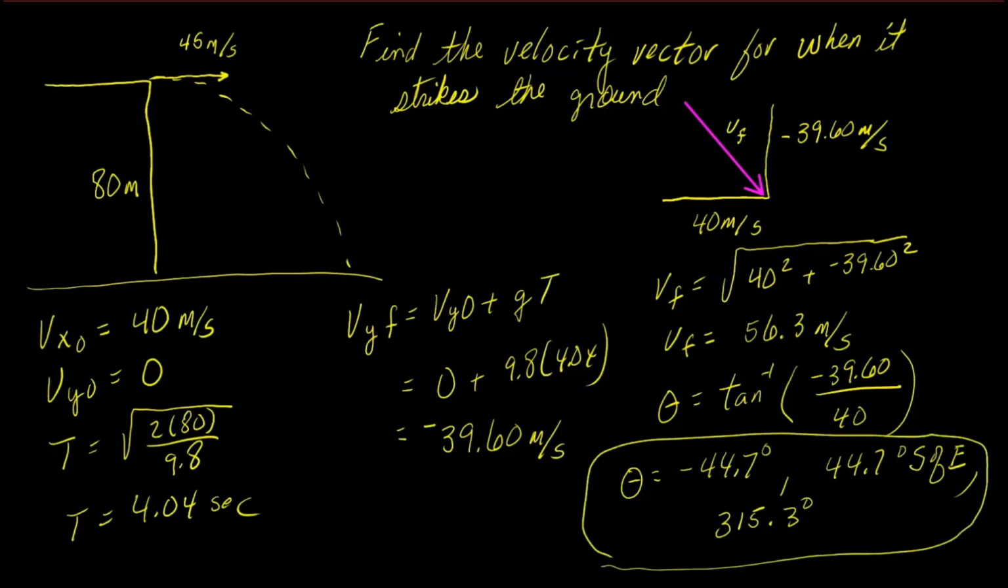So this is my angle, and this is my velocity. And the reason the angle is this way is because we're in the fourth quadrant.